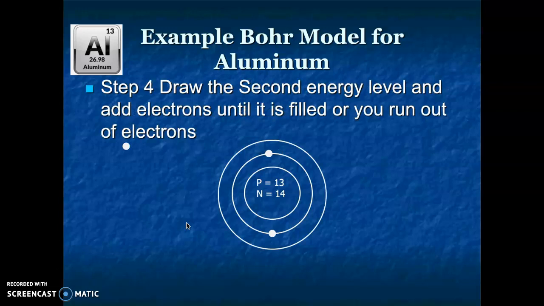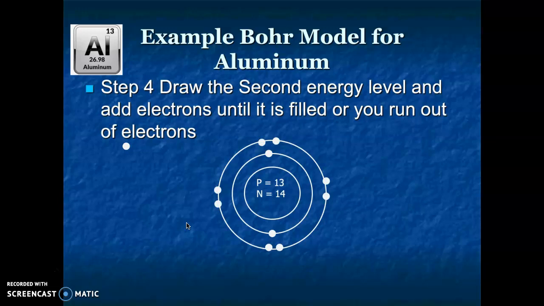And we see that step 4 is draw the second energy level and add electrons until it's filled, or you run out of electrons. All right. So I started with 13, and I've got 11 more electrons to put in. So I can fill this with 8, because this energy level can hold 8. I'm going to add my 8 electrons to the second energy level.